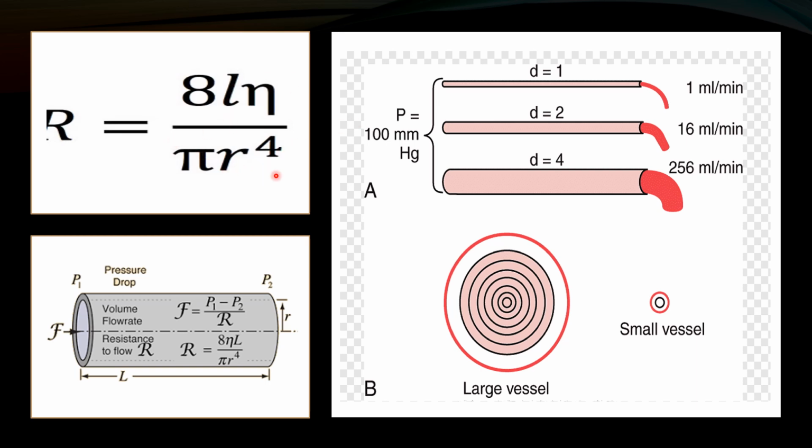So here it shows that resistance varies inversely with the fourth power of the radius. Fourth power means a small change in the caliber of the vessel will markedly affect the resistance. If the radius is halved, then there will be a 16 times increase in the resistance.